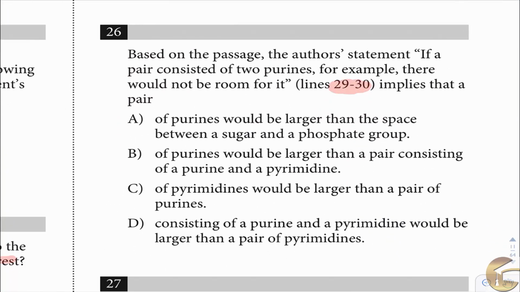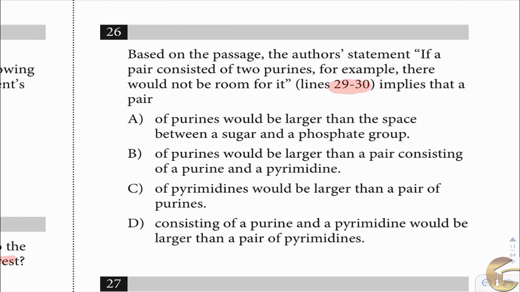26 says, based on the passage, the author's statement, "if a pair consisted of 2 purines, for example, there would not be room for it," implies that a pair does what? Again, we have to read this question to make sure we understand it. The author has this statement in lines 29 through 30. What is that trying to say? What we need to do in this one is get some context clues, to get an idea of the context this sentence is used in, and then based on those context clues we can get an idea of what the answer choice may be.